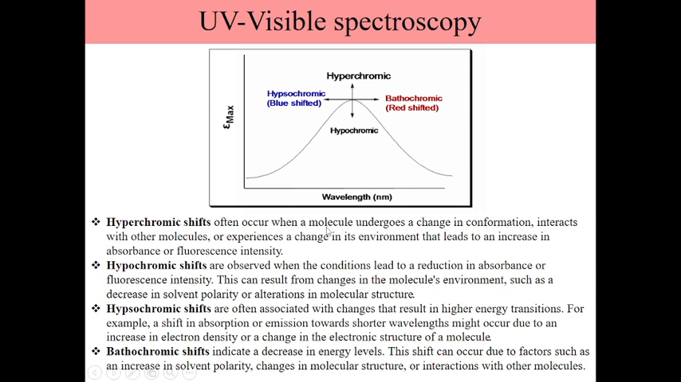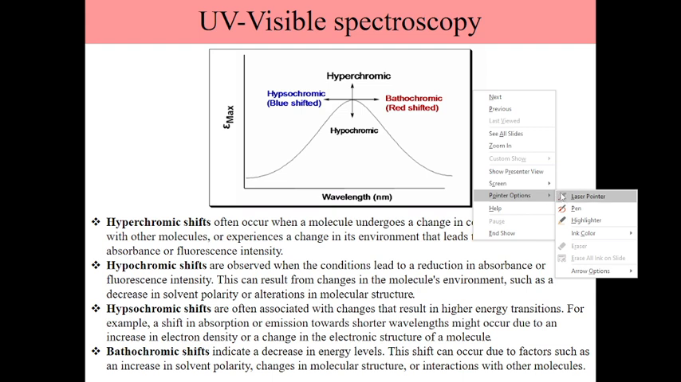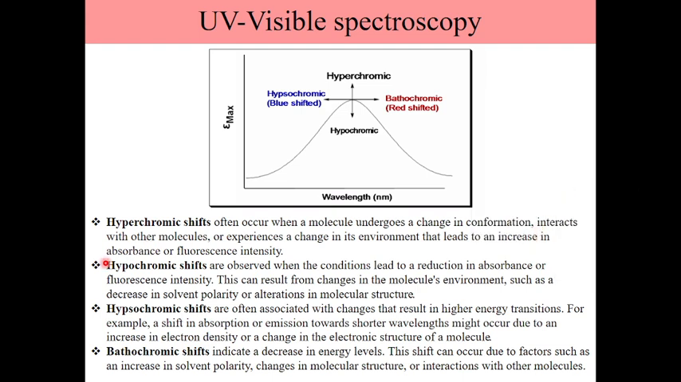That happens when a molecule undergoes a change in conformation, interacts with other molecules, or experiences a change in its environment that leads to an increase in the absorbance or fluorescence intensity. So these are the cases when you can observe a hyperchromic shift. Then there is hypochromic shift.